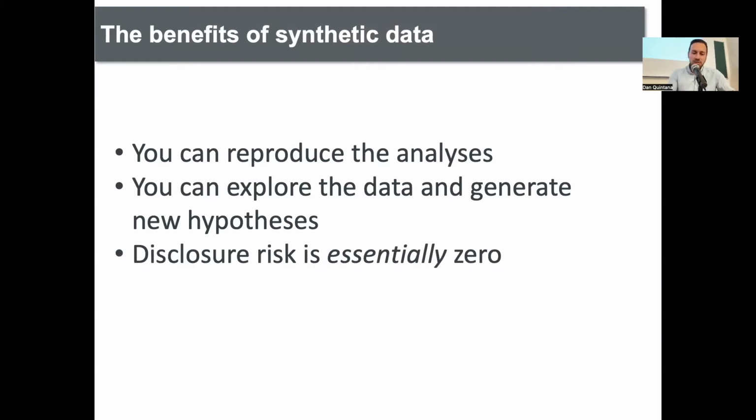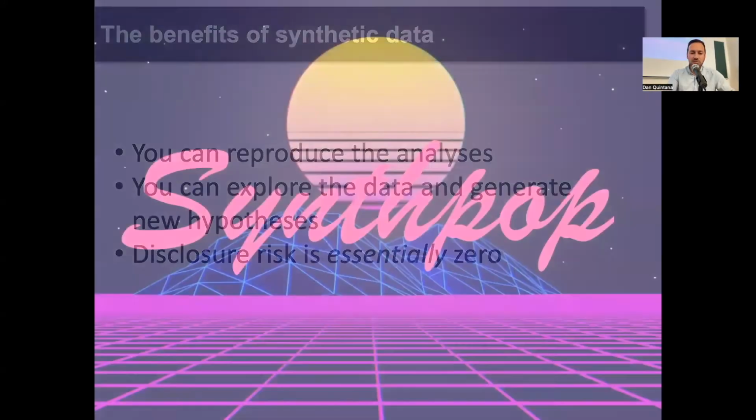And the disclosure risk is essentially zero. Right now, there is no way to possibly identify people under most circumstances. So the risk is extremely, extremely low. So we have the best of both worlds. We're able to share the data so that other people can explore the data and verify the analysis, but at the same time, you're maintaining participant privacy.